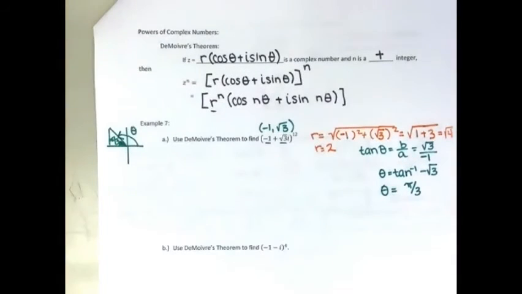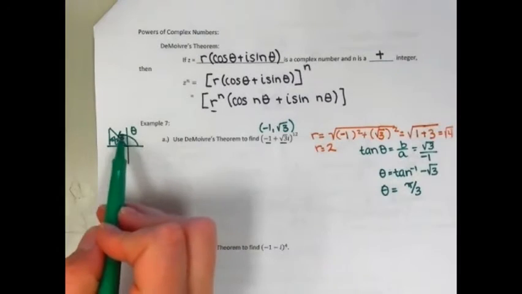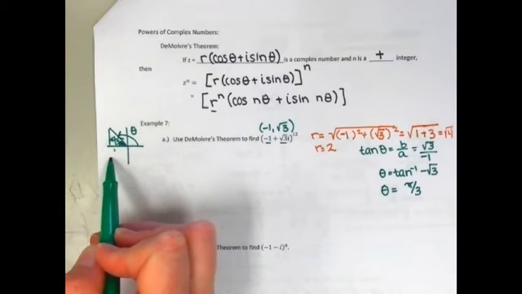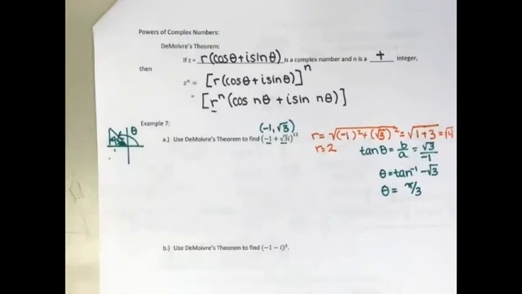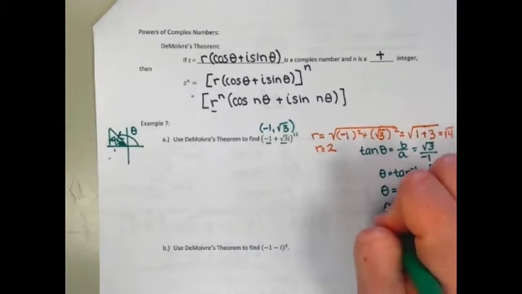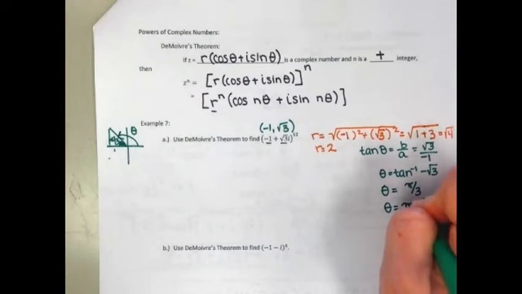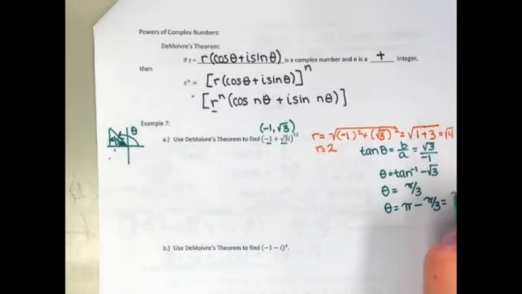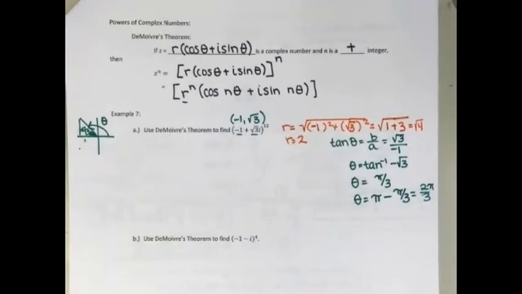How do I find theta? We know theta plus pi over 3 would equal what? Pi, right? So how would I get rid of that? Subtract it from pi. So theta is actually going to be pi minus pi over 3, which gives me what? 2 pi over 3. Is everyone okay with that?